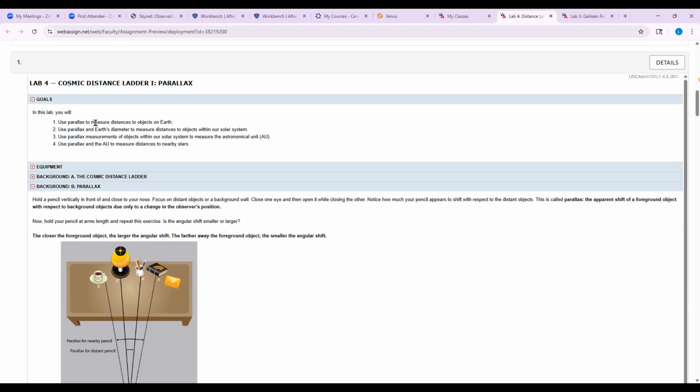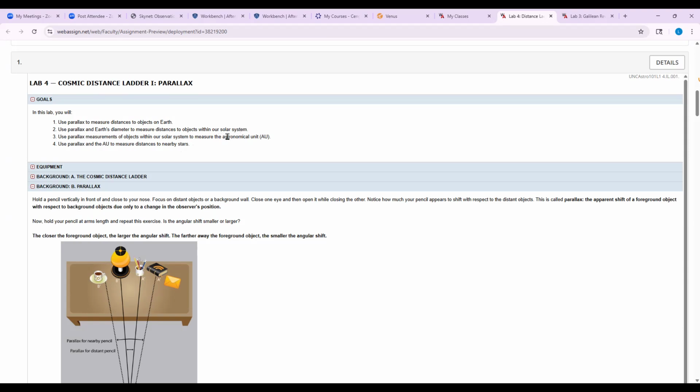For the first one, we're going to use the parallax. What is the parallax measurement of distance on an object on the Earth? And then we're going to go based on the Earth diameter, and then go within the solar system, and then we can go to the nearest star. Therefore, we're going to use the parallax, starting from Earth, to within an Earth diameter, on the solar system.